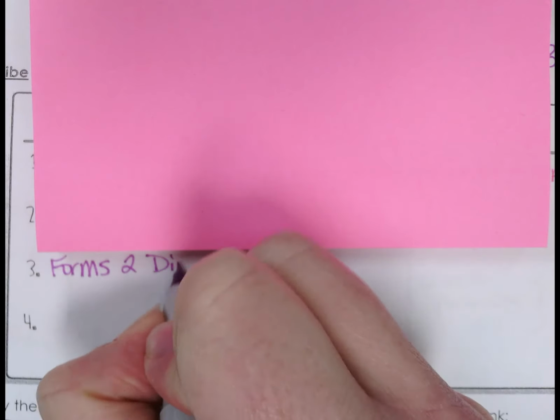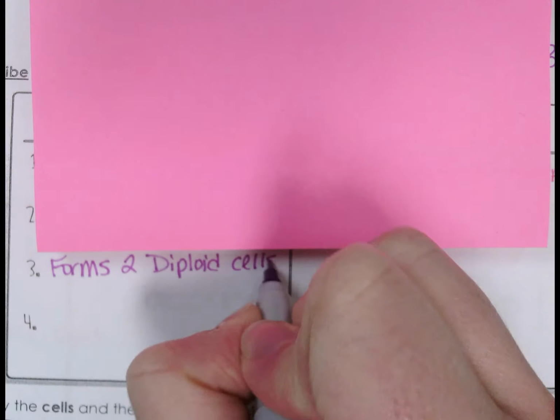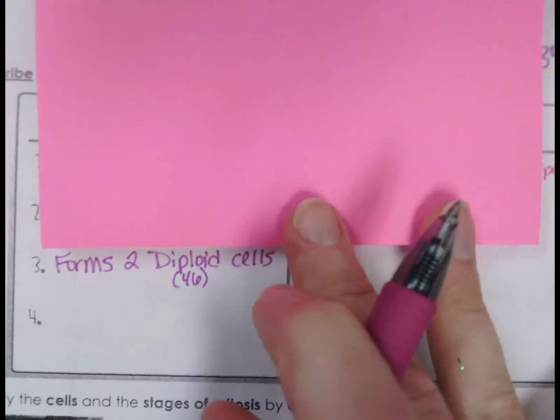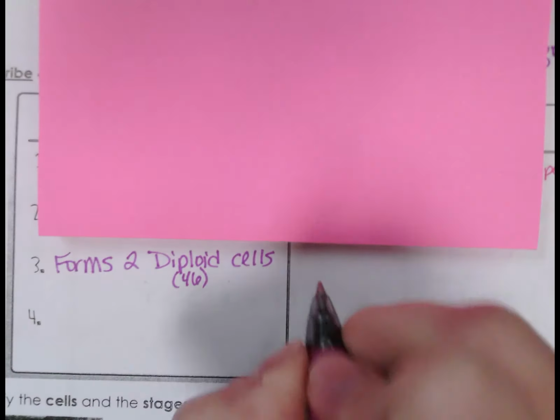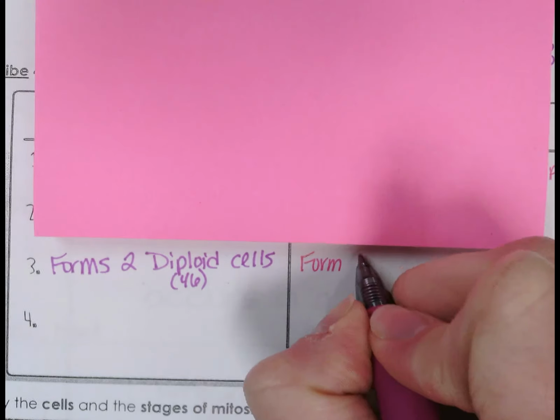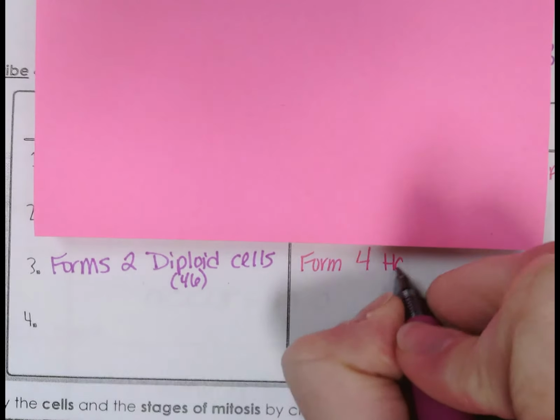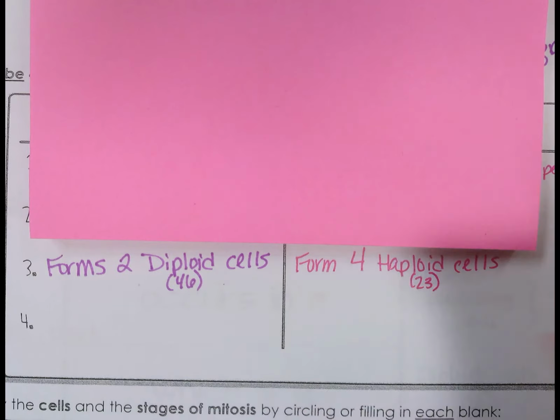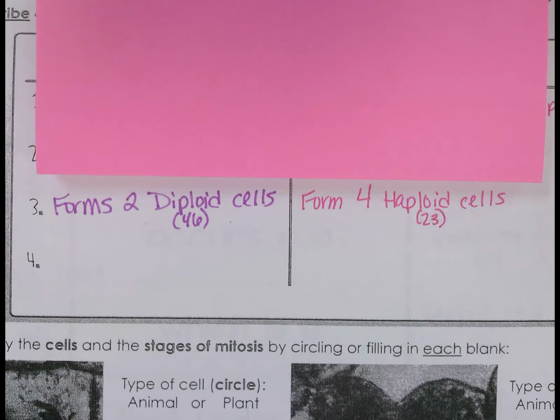Next thing, I just reiterated this, but it forms 2 diploid cells. Remember, diploid means 46. Okay, that's all 46 chromosomes. While number 3, meiosis is going to form 4 haploid cells. Haploid in this case means 23. All right, so mitosis forms 2 diploid cells, meiosis forms 4 haploid cells. Right, those haploid cells all become the egg and sperm.